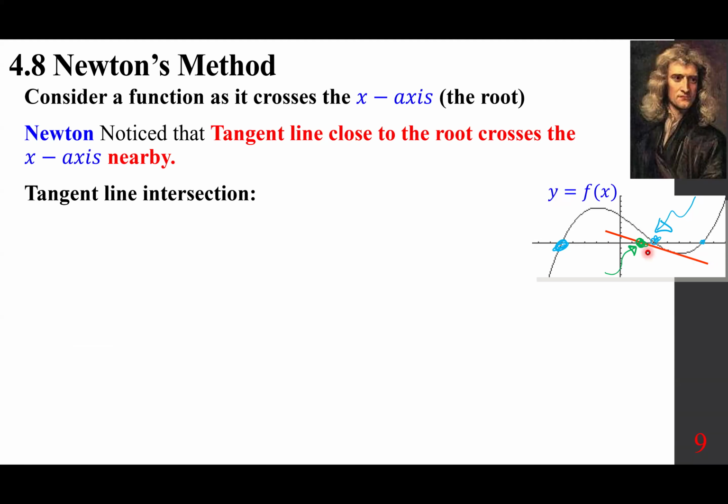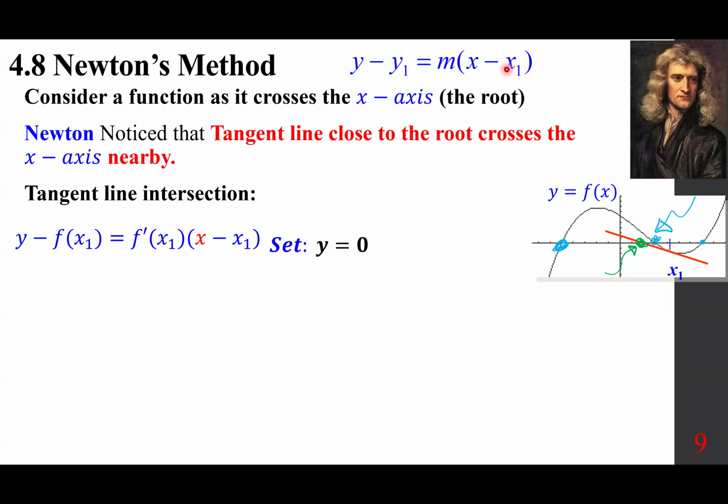So he said, okay, here's what we are going to do. We are going to come up with the tangent line, this tangent line. So he's going to calculate the tangent line: y minus y1 equals m times x minus x1. y1 is f of x1, m is f prime of x1, and x1 is just x1. So he's going to look at this point x1 and come up with the equation of a tangent line. Now, he's not going to even simplify that. Then he's going to set y equal to 0.